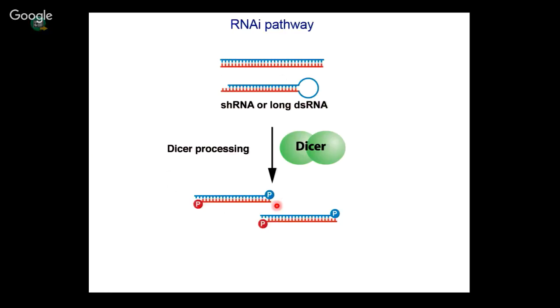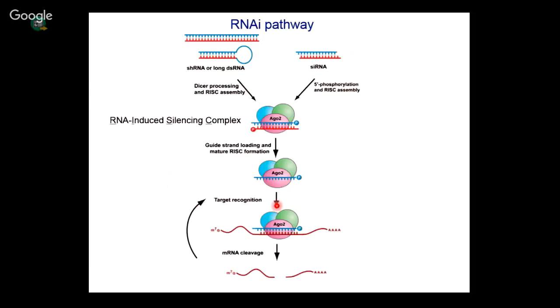This is the RNAi pathway. So for RNA endogenously expressed, or overexpressed from a construct or short hairpin construct, it can be processed by Dicer, followed by RISC assembly. Similar to this mechanism, we can also chemically synthesize the siRNA duplex and transfect or introduce it into the cells. It will undergo 5' phosphorylation and RISC assembly, similar to the endogenous double-stranded RNA processing and RISC loading.